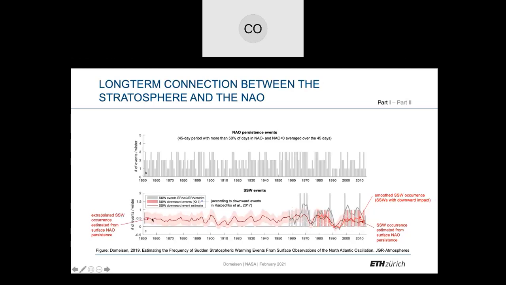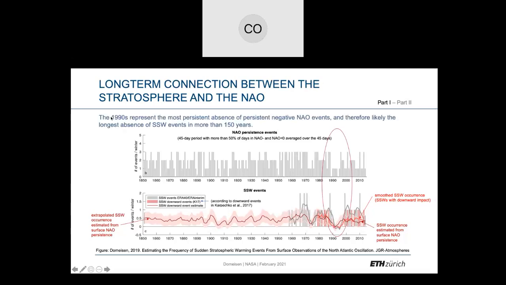and you can see that we can at least try to extrapolate how many sudden warming events occurred in every winter all the way back to 1850. We can't really compare that to anything, but basically it can put these 1990s sudden warming drought into perspective, because there was basically nothing. So this can then tell us that in the 1990s, the most persistent absence of persistent negative NAO events, and by extension, possibly the longest absence of sudden warming events in more than 150 years. So this was really an exceptional time.